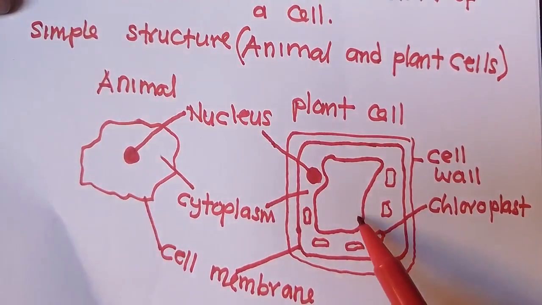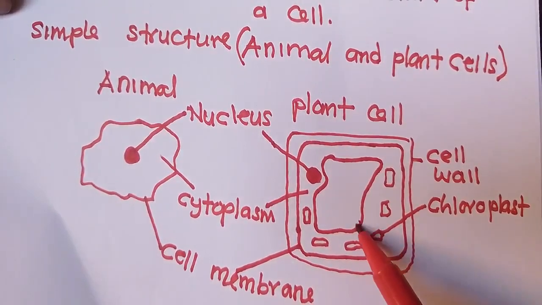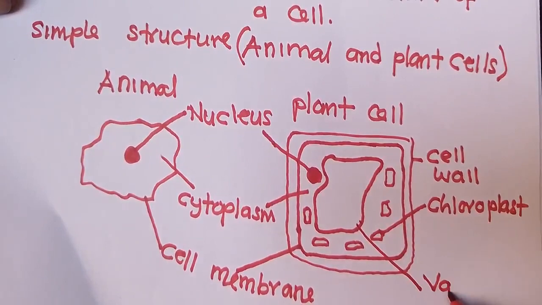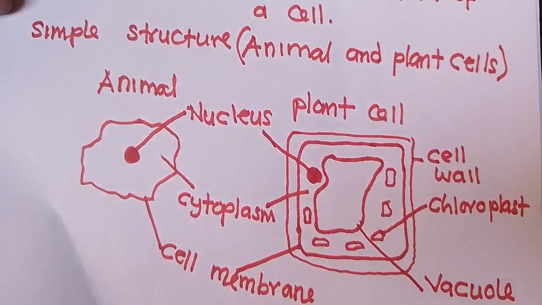We also have this one that is there. This one is called a what? We call that a vacuole. So I want you to understand all this. It is called a vacuole.